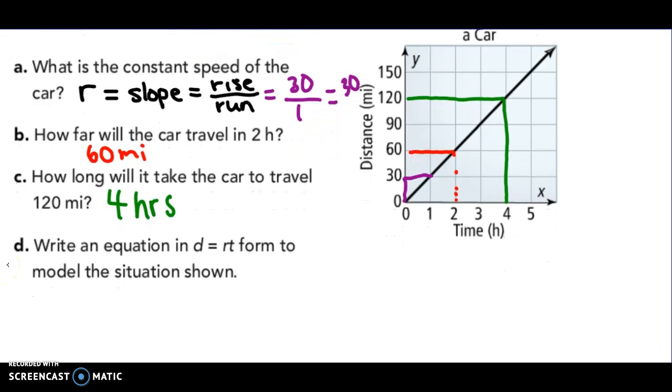Part D says, write an equation in d equals rt form to model the situation shown. Remember, r from up here represents our slope. So in our equation, we know d equals our r, which was 30, times t. This would be the equation that we would write to represent this graph here.